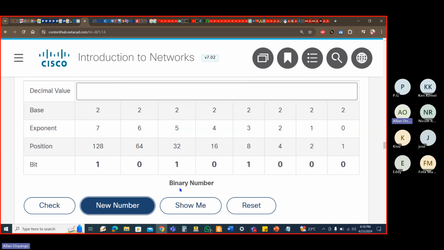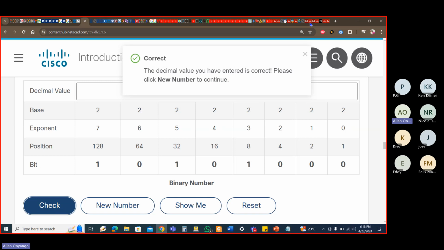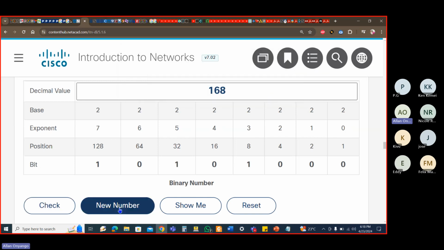So here is a new binary. This is now 128 plus, what is that? 160. 160 plus 8. What is that? So our number is 168. Those ones are very easy. Check. Correct. Let me click new number again. Now I just want you to give me the answer.